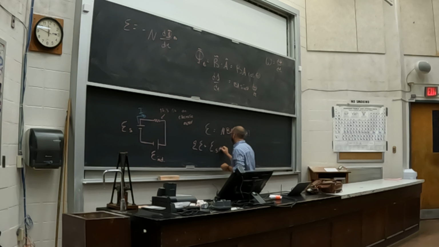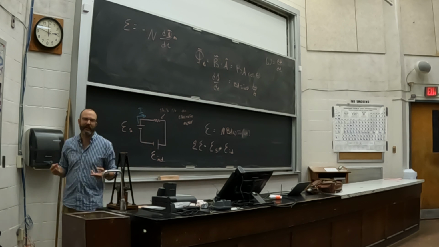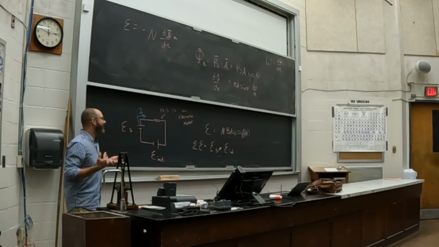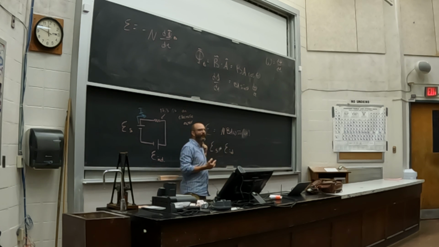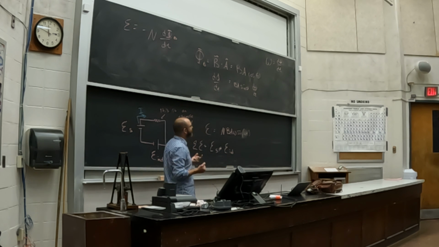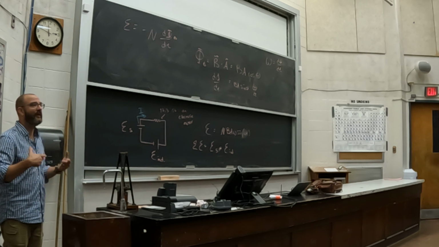I'll do this. Minus E induced. I wired it backwards. This is an oppositional EMF. Sometimes you'll see this written with a plus sign here. What they're saying, of course, is that this quantity itself is negative, right? I'm not going to do that. What we're saying is the total EMF is the source minus the induced. Okay, but the induced is what changes as the thing starts to spin up.